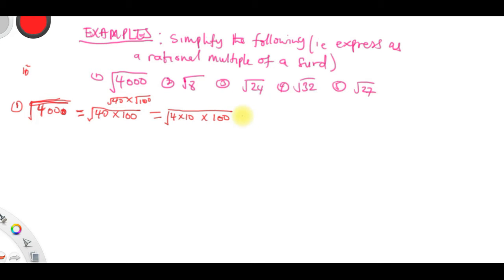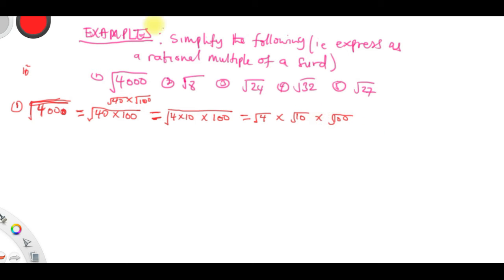So if you have this, you can put each one of them according to the properties, the rules, the laws. You are now applying them. That's what I was telling you: you begin to appreciate the importance of the properties, the laws, the rules of sets. So this is the same as the square root of 4, then we put the 10 under its own square root sign, then times the square root of 100 under its own square root sign.